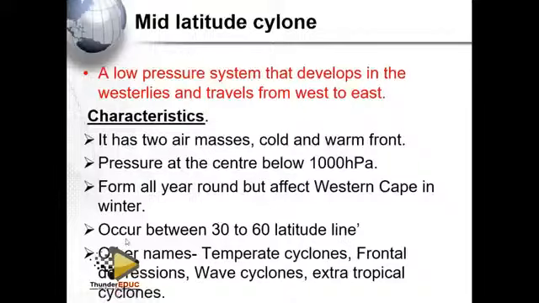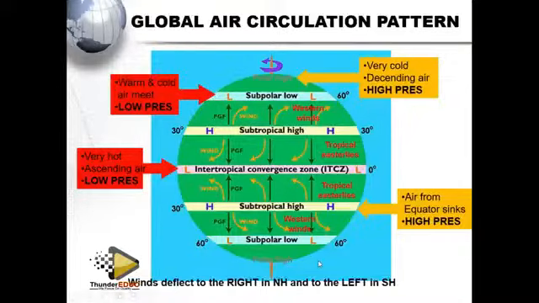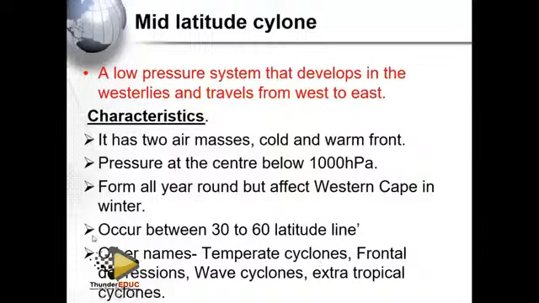All right. Then we also say that it occurs between 30 and 60. We have noted it. It's a mid-latitude cyclone, midway. The mid is here and the degrees are here. Latitudinally, it is located between 30 and 60 north and south of the equator. We go ahead and say the other names. Like I said, it's known as a temperate cyclone, frontal depression, a wave cyclone, extratropical cyclone, and so on and so forth. So those are the names that can be used to refer to a mid-latitude cyclone.